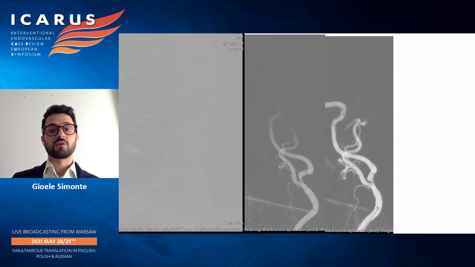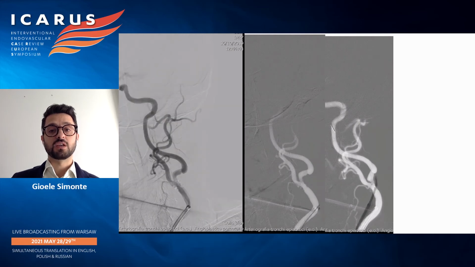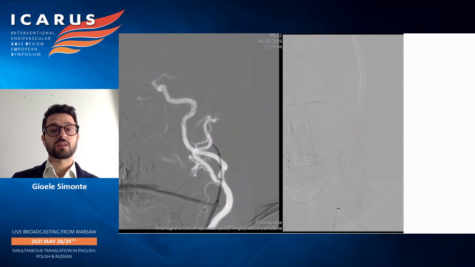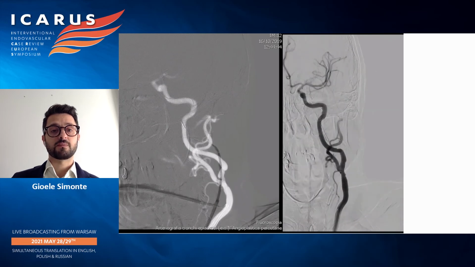Finally, another really tough anatomy in a patient with previous neck irradiation, a double 90-degree angulation. You can appreciate lesion crossing, again without predilatation, with a filter and with a C-Guard, which is advanced, determining some degree of anatomy straightening, but again with a perfect result at the end.